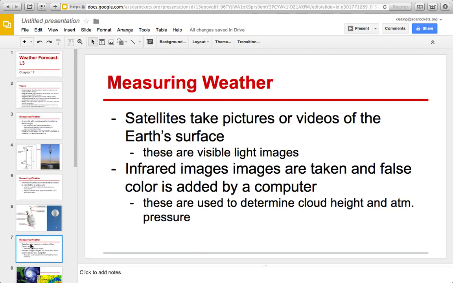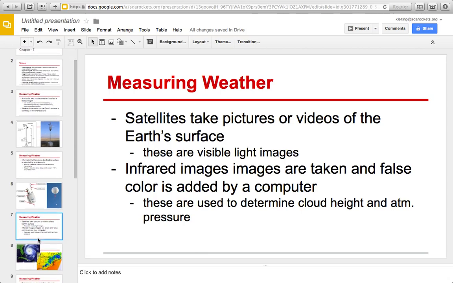Satellites take pictures or videos of the Earth's surface. Satellite pictures are visible light images, like the picture you take on a camera. Infrared images are taken and false color is added by computers. So this is a different type of picture. These are used to determine cloud height and atmospheric pressure.